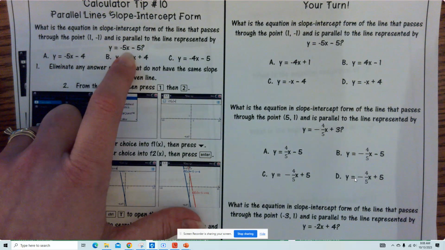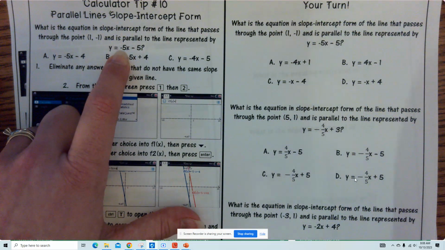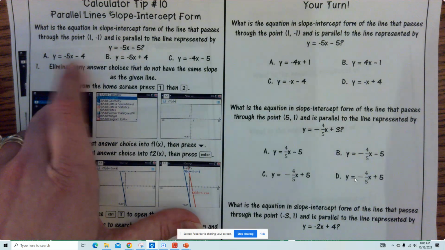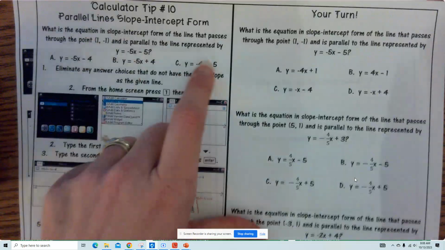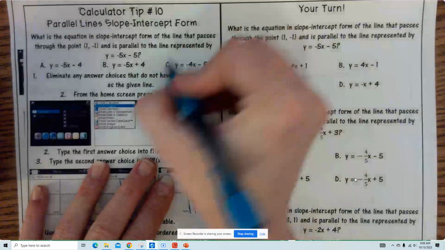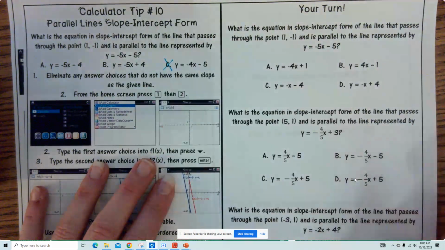So what's the slope of this line? -5. So same slope, different slope. So C is out. C can't be our answer choice.